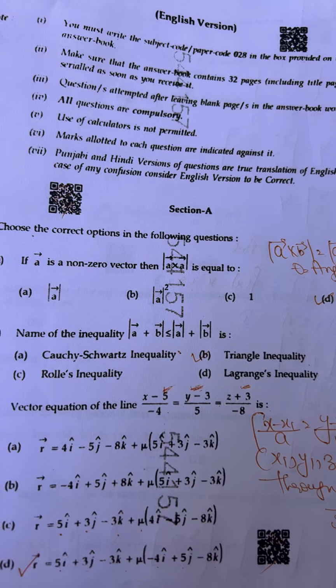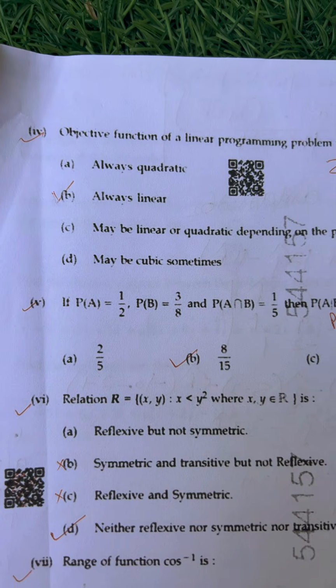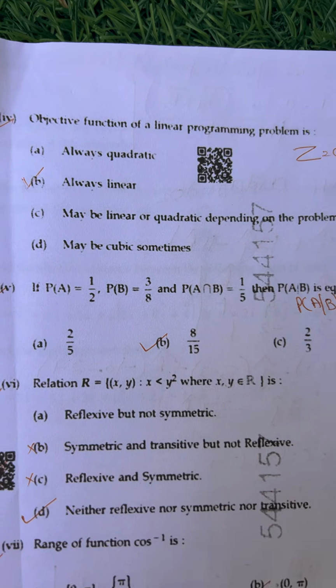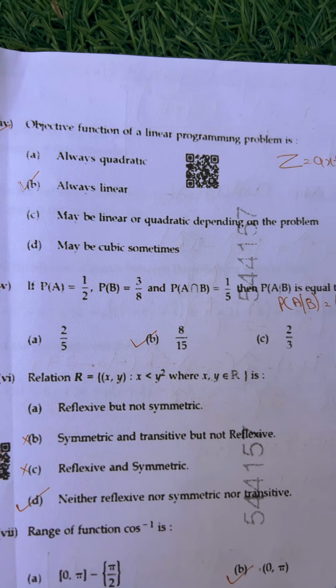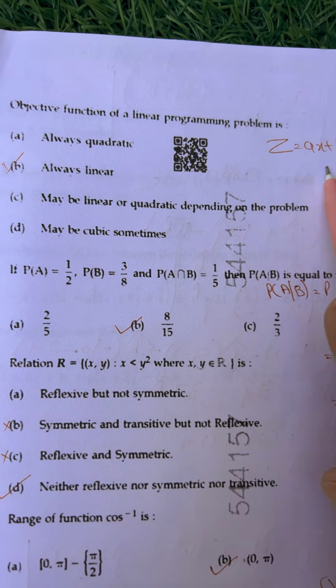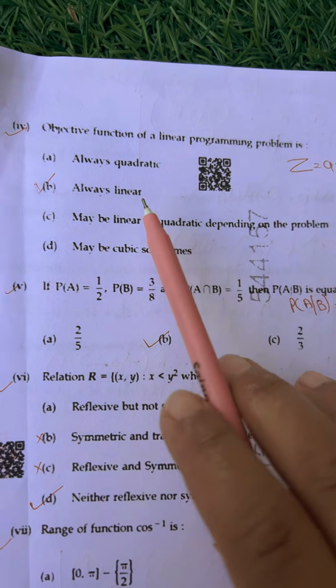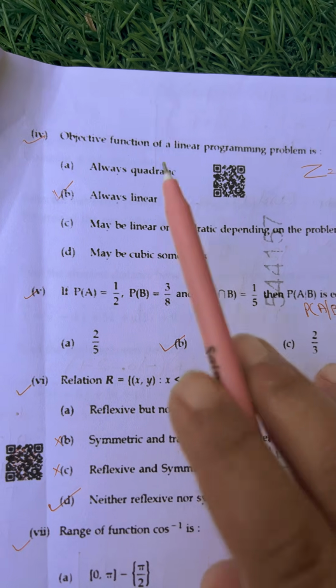Let's move on to the next question. Question number 4. The objective function of a linear programming problem is... We know that the objective function of a linear programming problem is always in the form of z is equal to ax plus by. That is linear, obviously, so it is always linear. Option B is the correct answer.